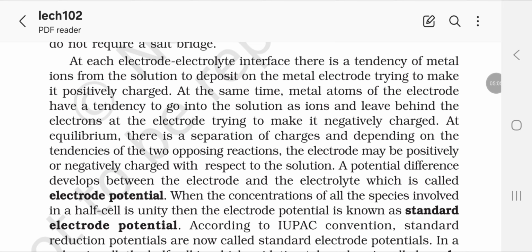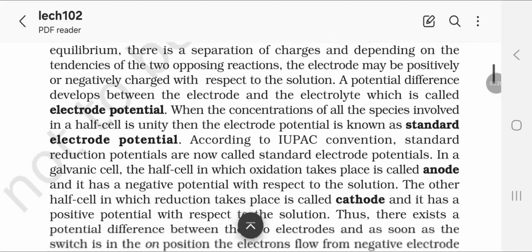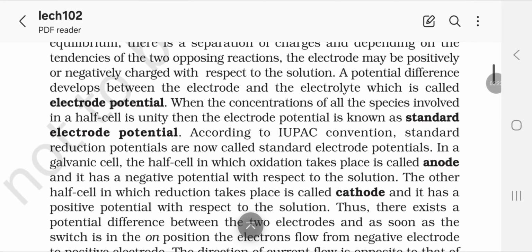At equilibrium, there is a separation of charges, and depending on the tendencies of the two opposing reactions, the electrode may be positively or negatively charged with respect to the solution. A potential difference develops between the electrode and the electrolyte, which is called electrode potential. When the concentrations of all the species involved in a half cell is unity, then the electrode potential is known as standard electrode potential. According to IUPAC convention, standard reduction potentials are now called standard electrode potentials.